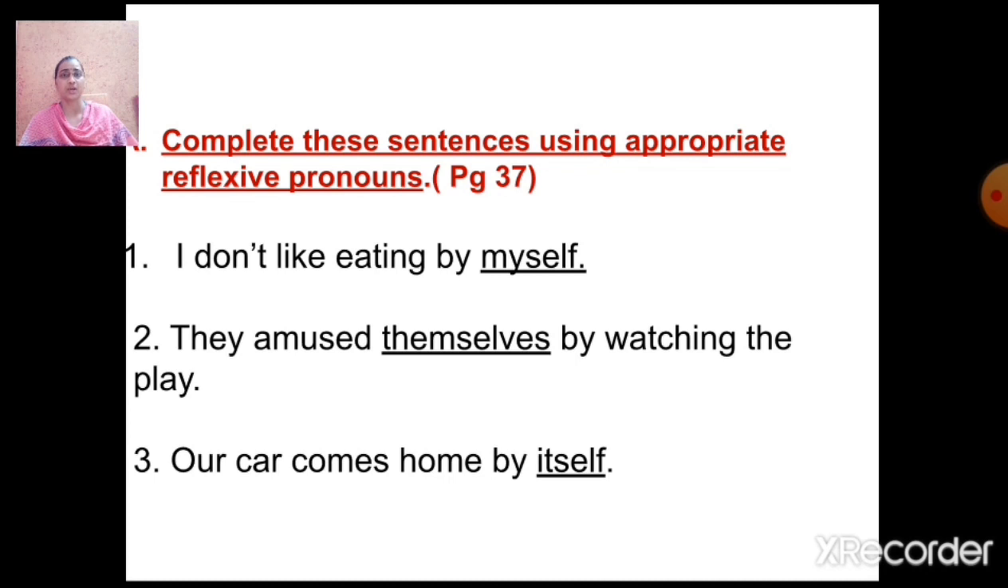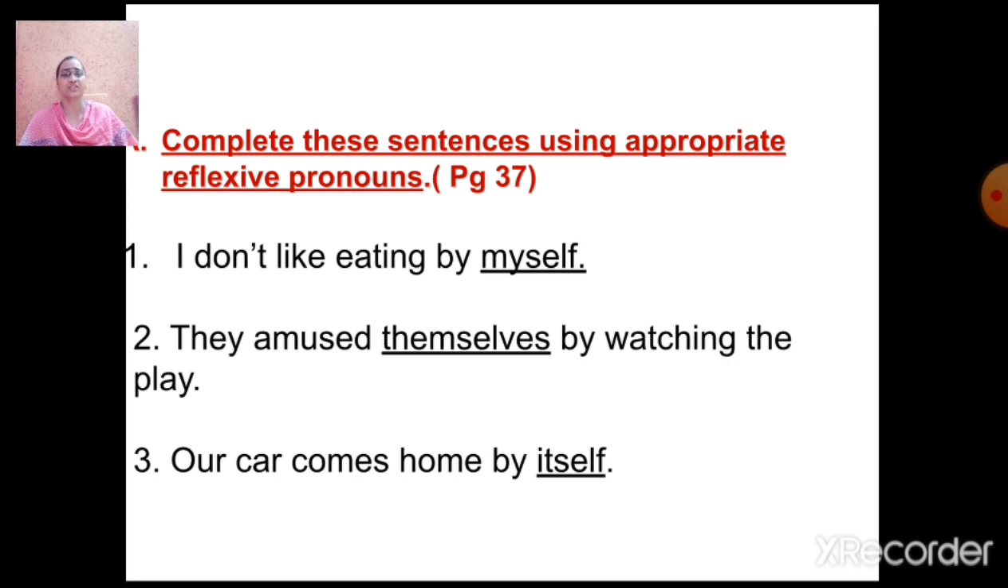Now students, open your New Voices textbook, page number 37, and let's solve this exercise. Now you are going to write the answer in your textbook itself. Complete these sentences using appropriate reflexive pronouns. Now the first one, I don't like eating by dash. The answer is myself. I don't like eating by myself.